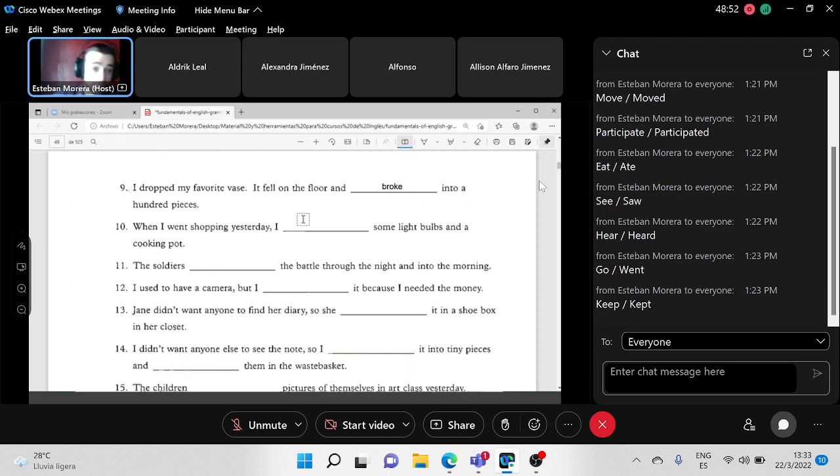Okay. Number 10, when I went shopping yesterday, I some light bulbs and a cooking pot. Okay. We can use bought, which is the past tense of buy. Buy is in the present and bought is in the past.